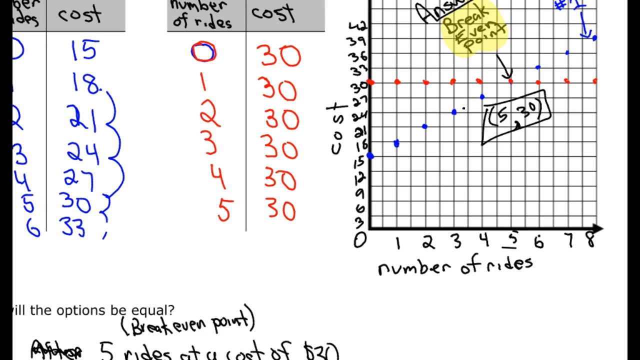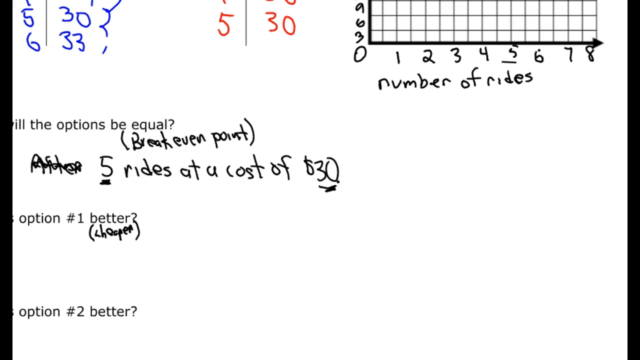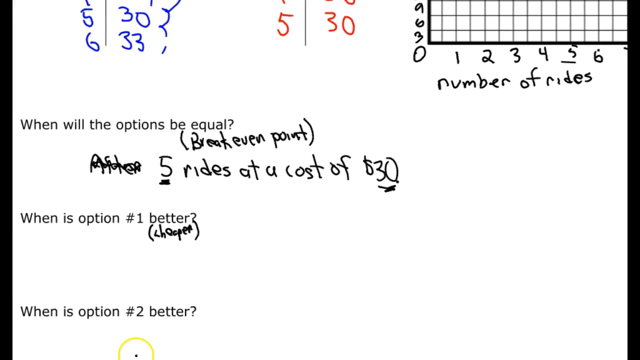You have to look at the circumstance and think critically about it. Option 1 would only be good if I'm going on, let's see, 0, 1, 2, 3, or 4 rides. Option 1 is better.